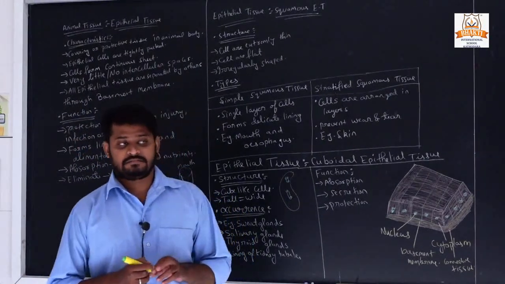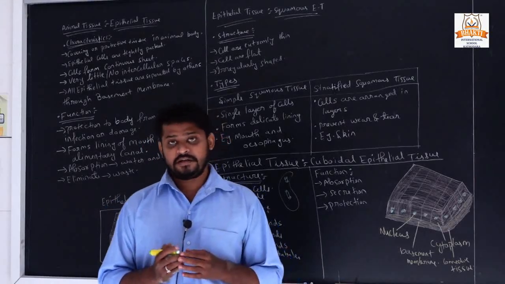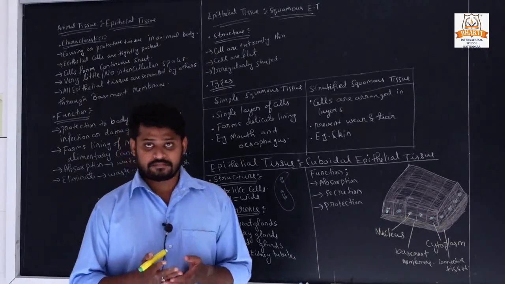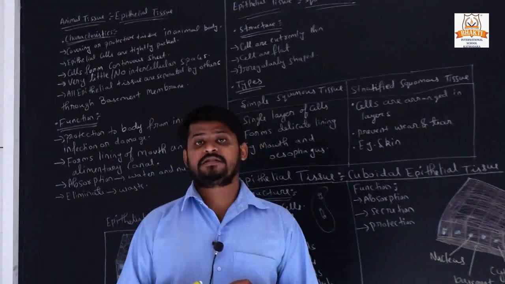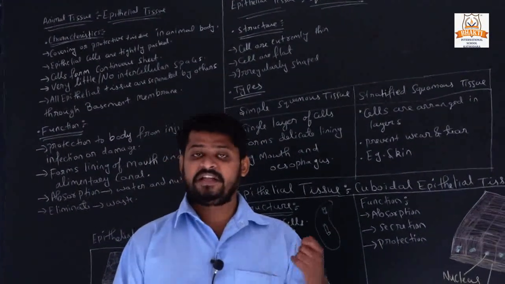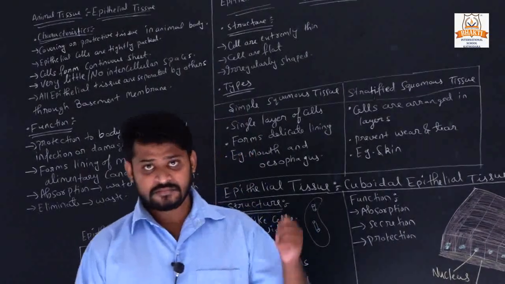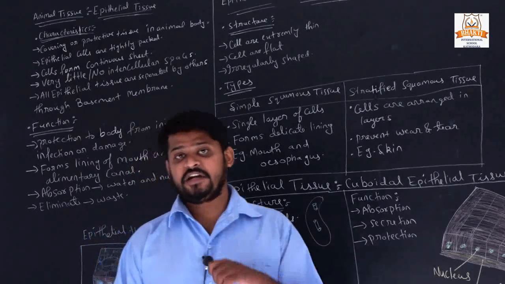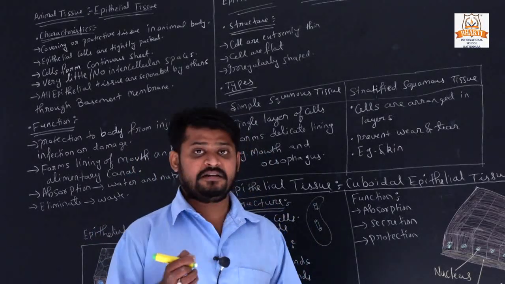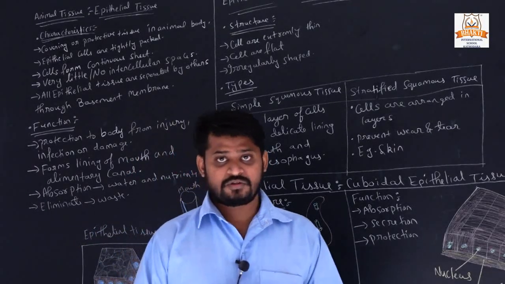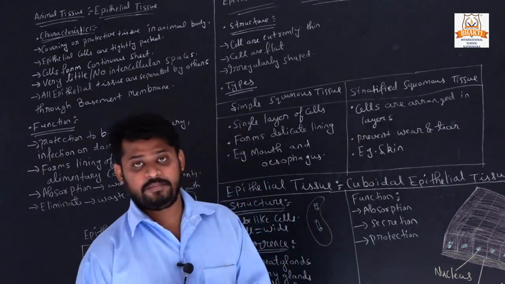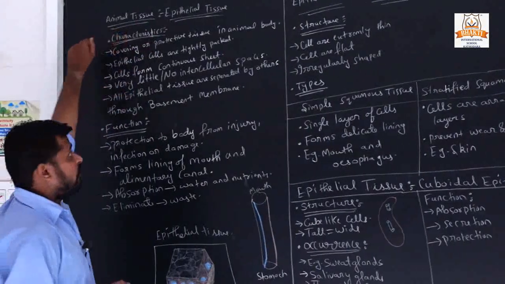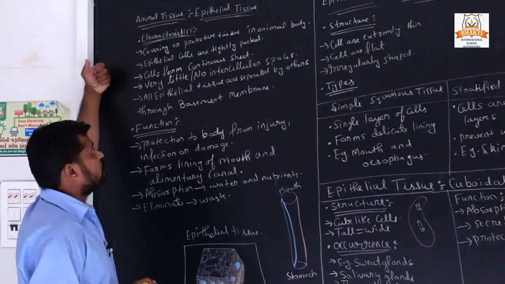Now in this chapter we already studied plant tissue. Today in this video we will start our next topic, that is animal tissue. In animal tissue we will study the first type, that is epithelial tissue. So we will start our topic. The first type of animal tissue is epithelial tissue.